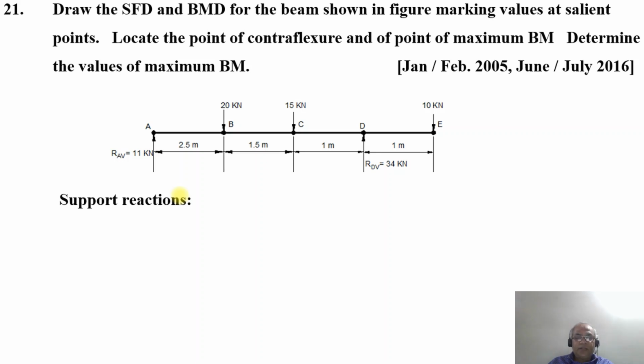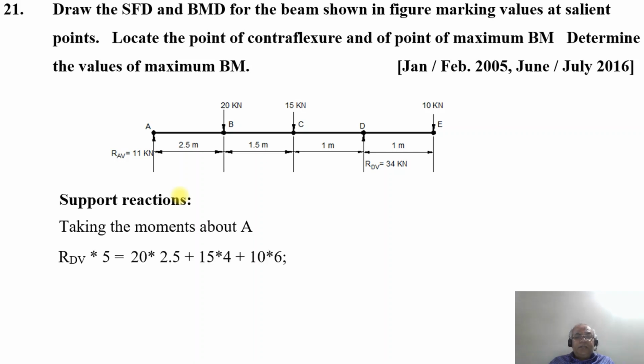So now, first we need to find the support reactions. Taking the moments about the point A, the clockwise moment will be equal to the anti-clockwise moment. So taking moments about A, RDV into 5 will be equal to 20 into 2.5, then 15 into 4, plus 10 into 6. On simplification, you are going to get RDV equal to 34 kilonewton.